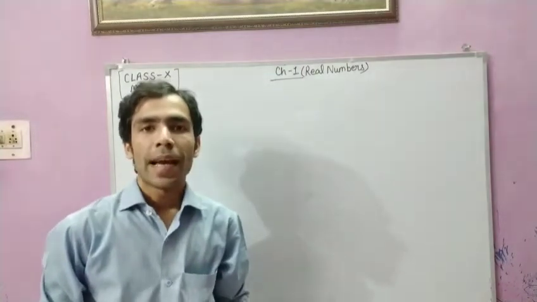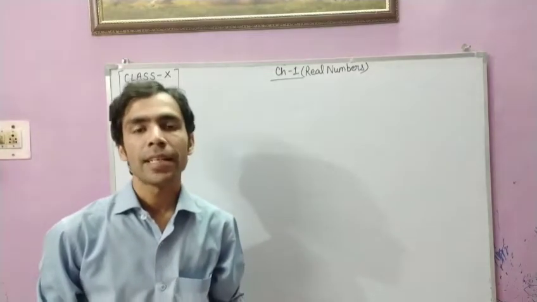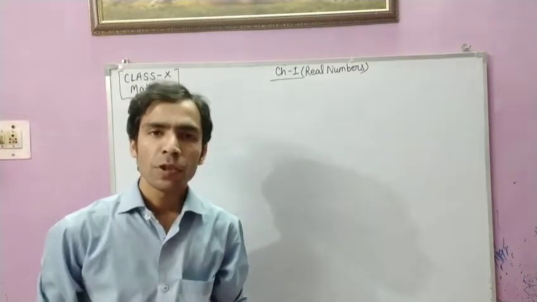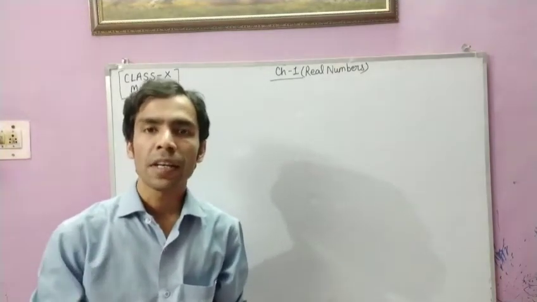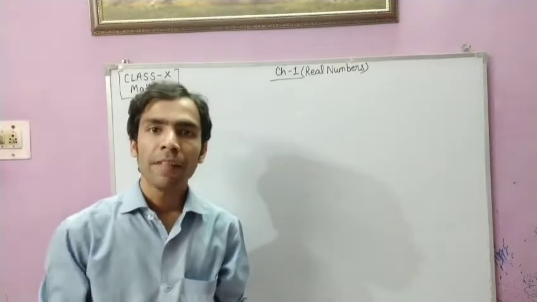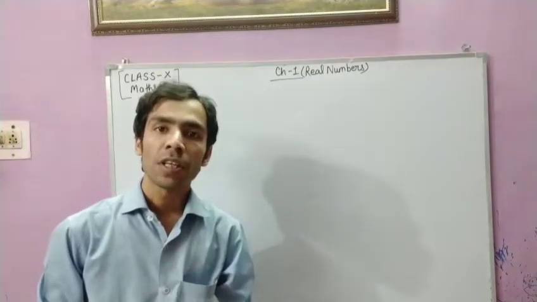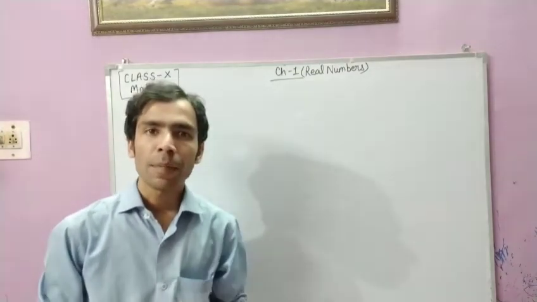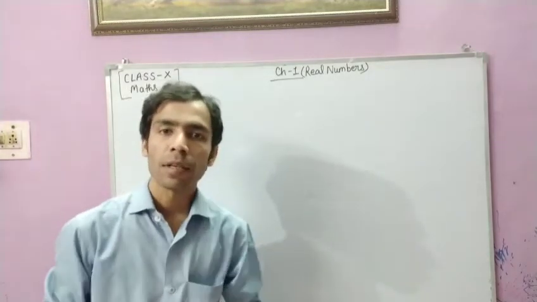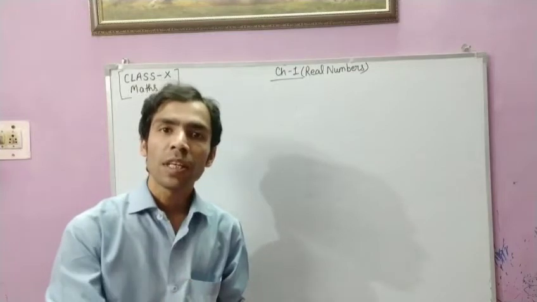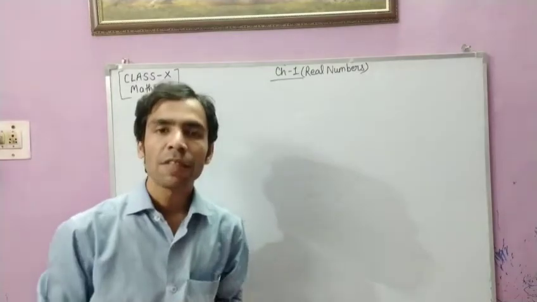Hello students, as you know, we are completing chapter number 1 of class 10th mathematics, that is real numbers. Okay, students, in the previous part we have learned how to prove an irrational number. We learned how to prove root 2 is an irrational number by the contradiction method. After completing root 2, I told you that by the same process you can prove root 3, root 5, root 7 and so on. So that section we have completed.